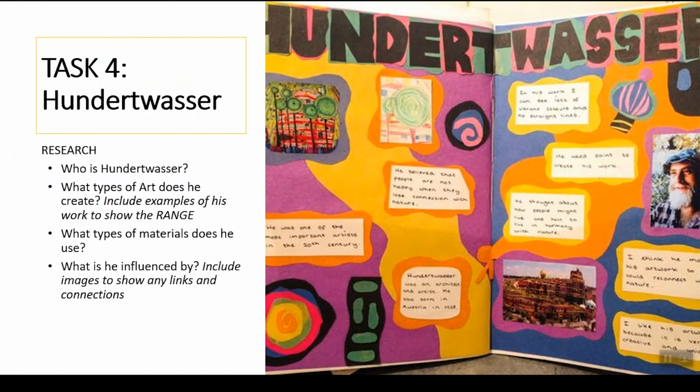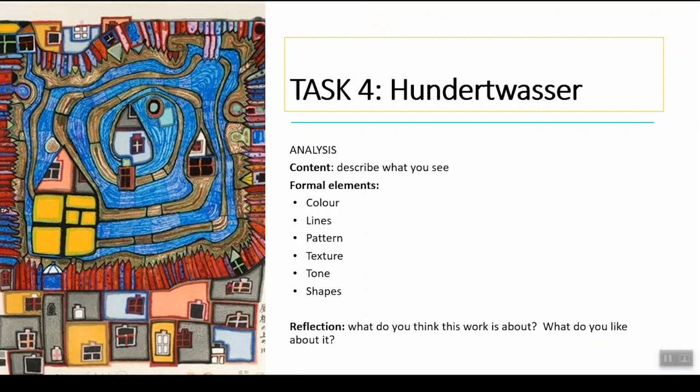I've got some basic questions down the side for you to go through. So you've got, who is Hundertwasser? What types of art does he create? Include some examples because we're looking for range. What types of materials does he use? You could show that through the annotation of what you put on there. And then who is he influenced by? So again, include those images that you've got there.